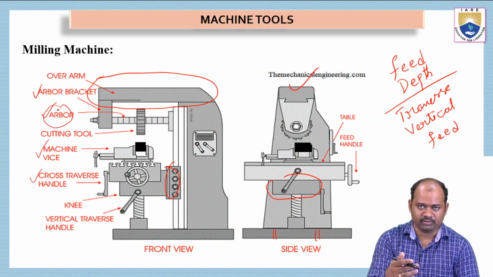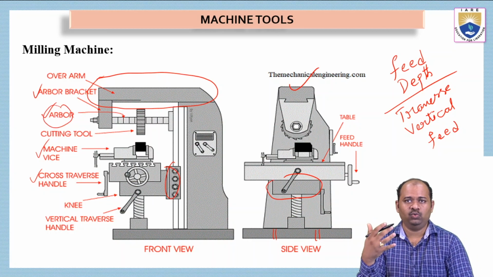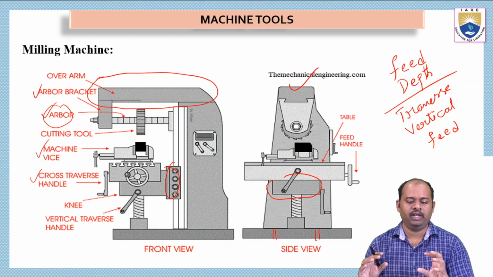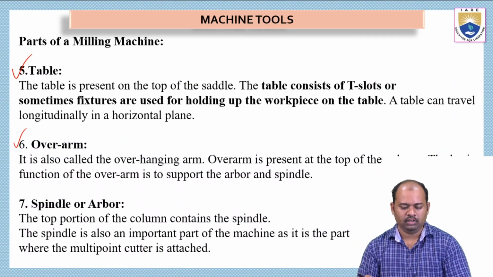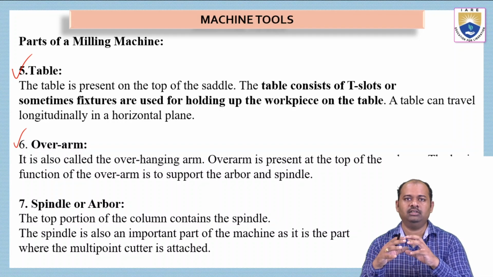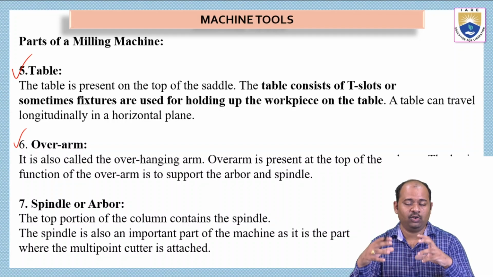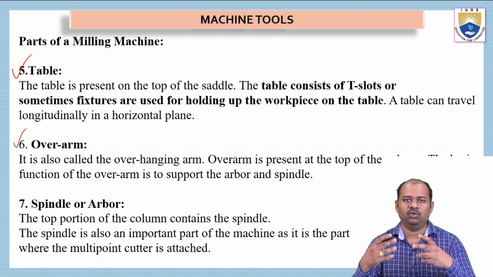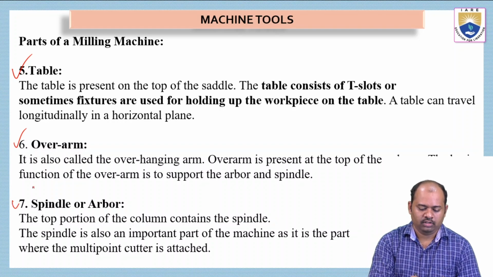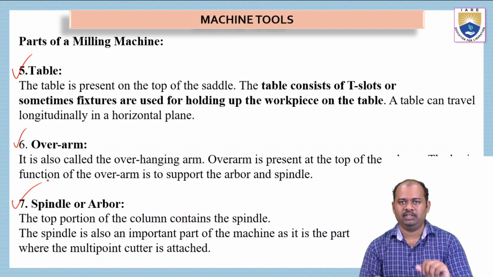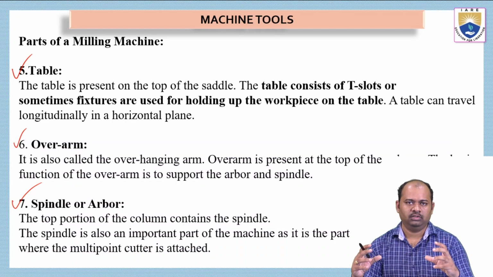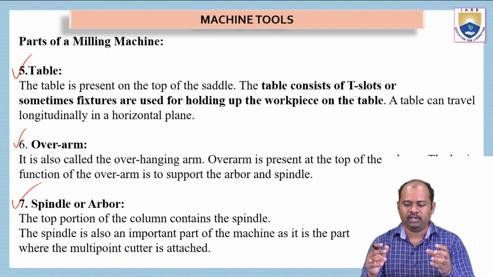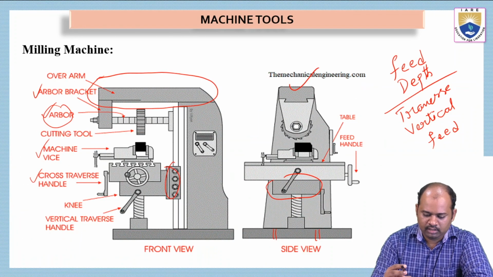So this is the arbor. We have seen all the parts. Also the cutting tool which is rotating is attached to the overhanging arm only. So the overhanging arm or overarm is responsible for holding the arbor and the spindle on which we have a tool which is rotating. And then we have the spindle or arbor. What exactly is the spindle? The spindle is in the top portion of the column. It is attached to the overarm, and see here in this picture, this is the spindle.